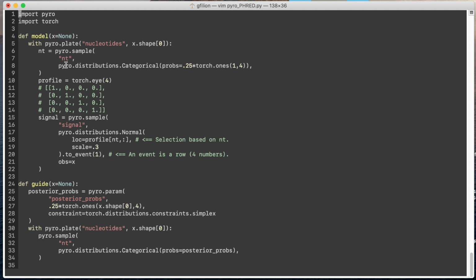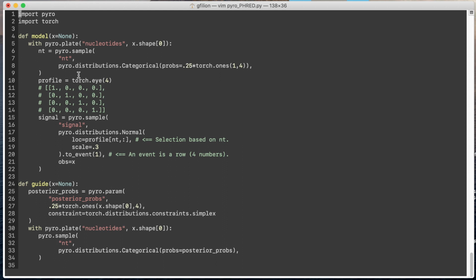and we can see that the distribution is pyro.distributions.Categorical, and then probs equals 0.25 times torch.ones(1, 4). So here this instantiates a vector or a tensor of probabilities, each equal to 0.25. So I'm essentially saying here that every nucleotide that I'm going to pick has the same probability of occurrence as any other. Each of them has a probability of 0.25 to be chosen.